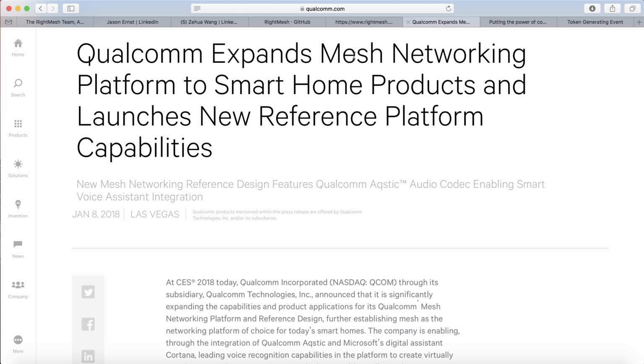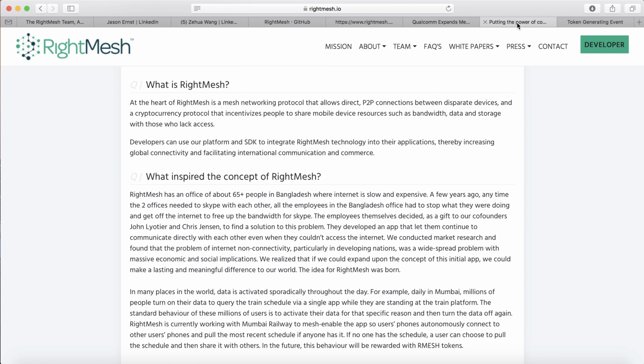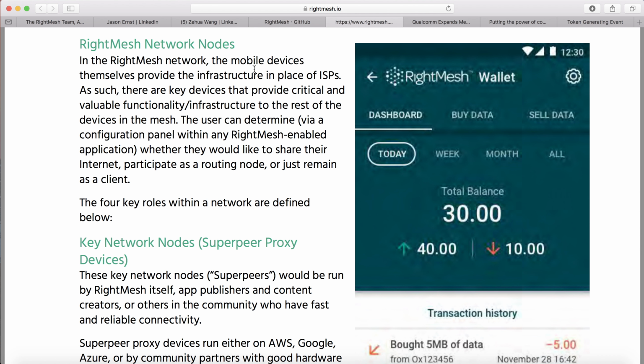Qualcoin also expanded its mesh networking platform to smart home products. So with mesh networking, I think right now different companies are trying to get a piece of it. Okay, this is in the white paper. They have a RightMesh wallet, so you can share your data, or you can buy or sell data using the application. The RightMesh network is software based, so anybody with an Android device can use the application. They can share and sell, and buy or sell the data as well. This is pretty cool.